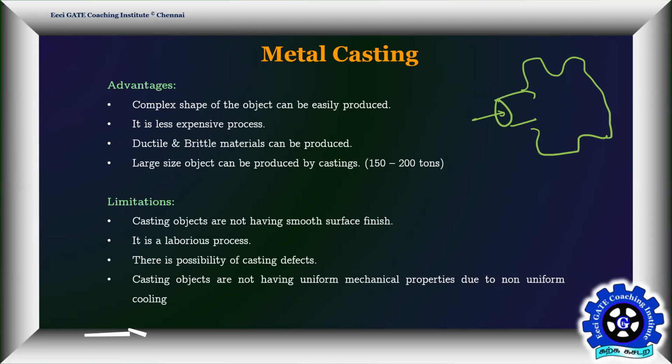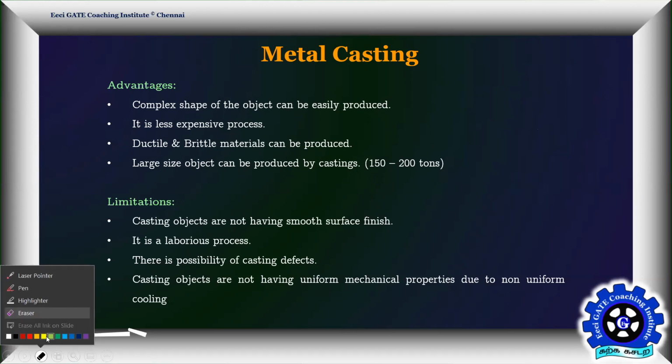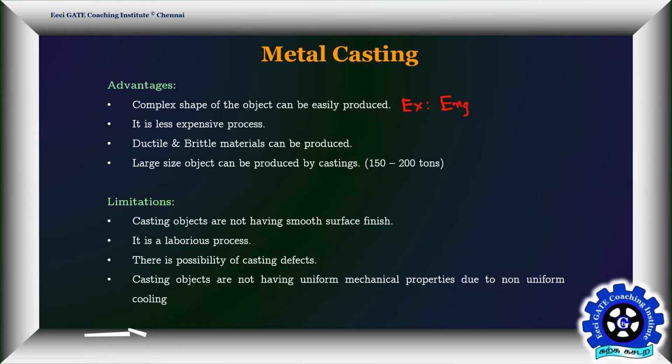That complicated object, if you want to manufacture by machining, it's very difficult, right? You have to cut slots, you have to do drilling, you have to do boring, you have to do this and that. But this complicated object can be manufactured by casting in a single go. So let me write that example. The example here is your engine block. A very complicated block can be easily manufactured by using metal casting. That is one of the advantages.